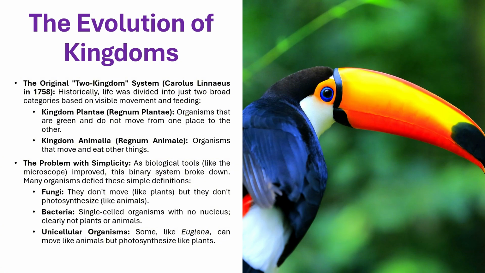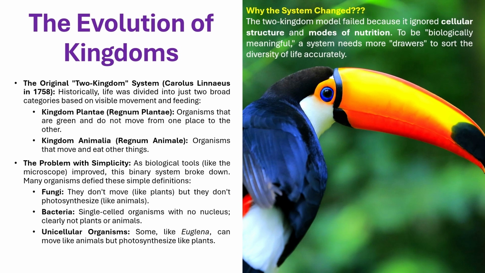And the last one, the rule breaker, is Euglena. Some microscopic organisms like Euglena can swim around like an animal, but also photosynthesize like a plant. So this two kingdom model failed because it ignored cellular structure and modes of nutrition. To be biologically meaningful, we need more drawers to sort out the incredible diversity of life.